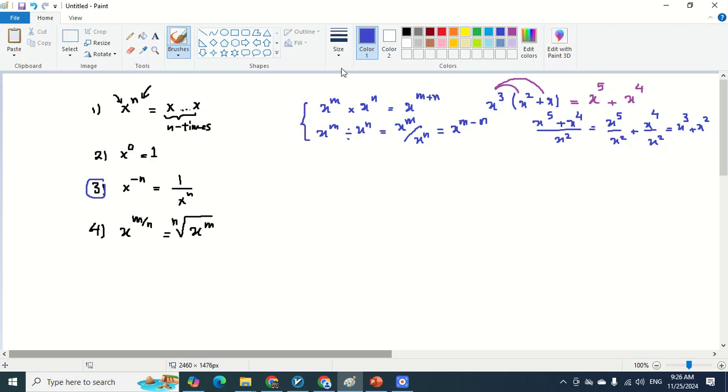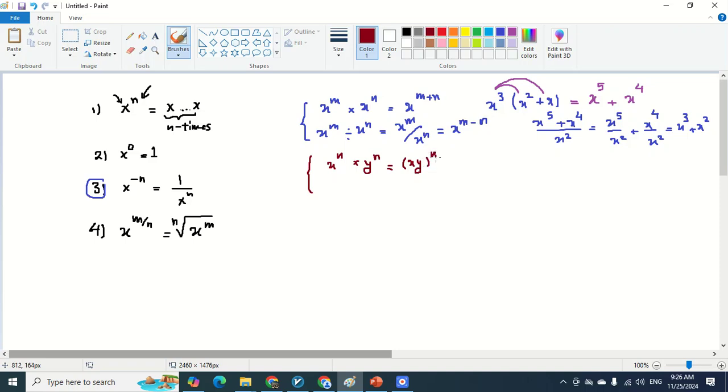If the bases are the same, we have similar things over there. If we have, for example, x to the power of n multiplied by y to the power of n, right now the bases are not the same, but the exponents are the same. So if we have this situation, the result will be x times y to the power of n totally.